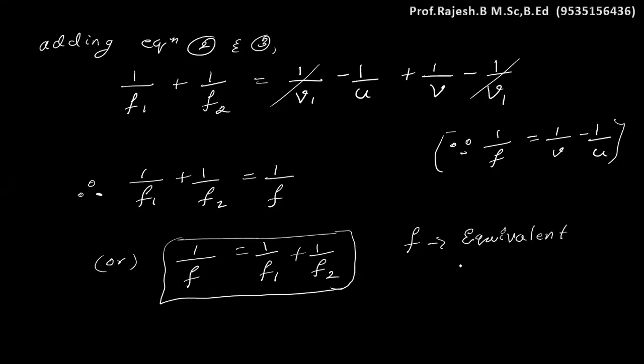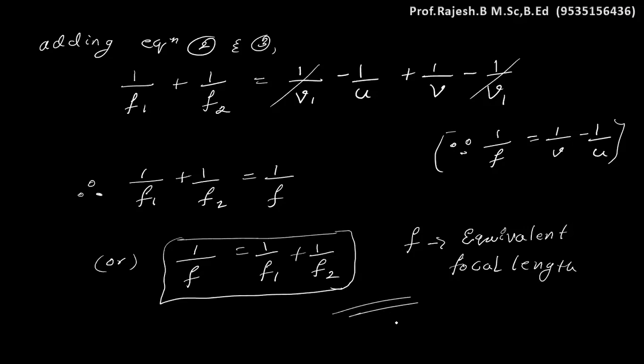The meaning of equivalent focal length is that it is the focal length of a single lens which gives the combined effect of the combination of two or more lenses. Okay. So it is the equivalent value for the other two. The two lenses' equivalent is what we call the equivalent focal length.